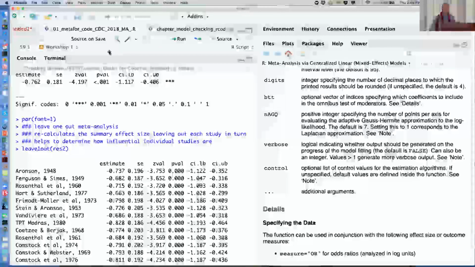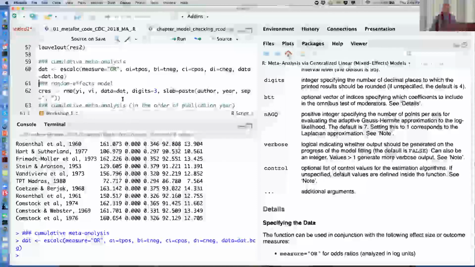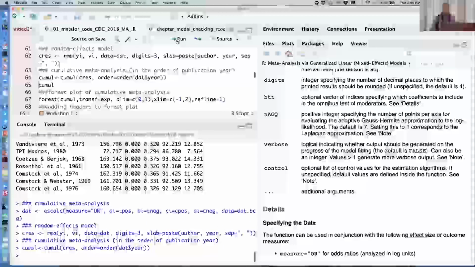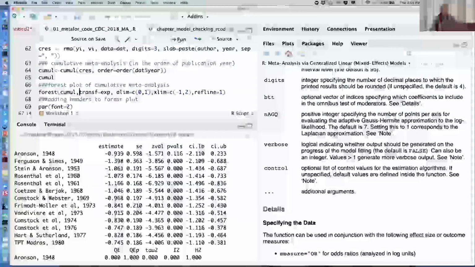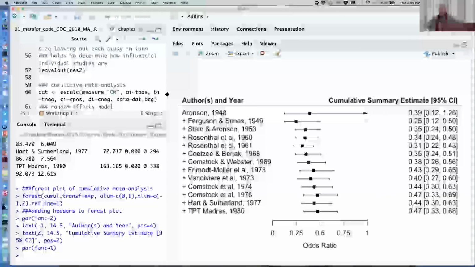Okay, now I've lost mine. All right, so now let's say we wanted to do a cumulative meta-analysis. We can calculate the odds ratios and run our random effect meta-analysis now. And then we can accumulate it. And here's the cumulative analysis. So if we enter these studies in chronological order, after the Aronson study, that's the estimate. After the Ferguson study, that's the estimate. And you can see that the first few studies had a bigger effect than the last few studies, right? Because the estimate is going towards 0. And then we could do a forest plot of that. So that's the cumulative effects on the forest plot.